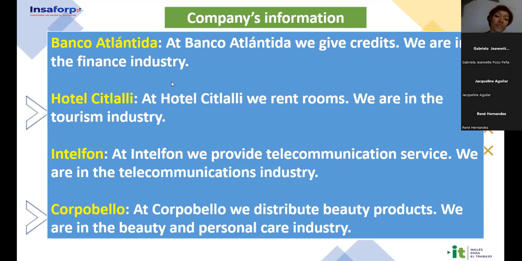Okay, now question number one. In Banco Atlántida. What do they do? Or what does it do? Because we are talking about the company. More specific, say the name of the company. You say, what does Banco Atlántida do? We give credit. They, because we are talking about they, not about. In this case, they say we, right?